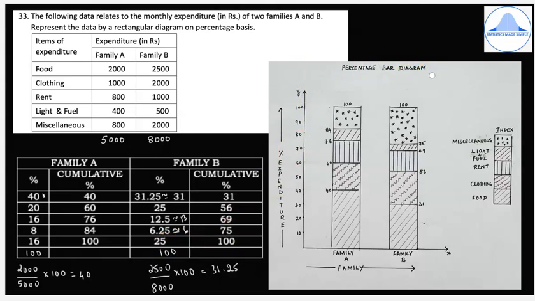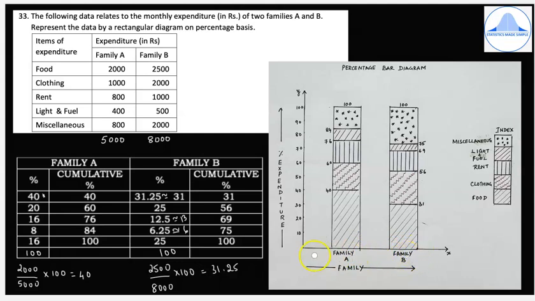Remember that the percentage bar diagram should be drawn in a plain sheet of paper and not in the graph sheet. So on a plain sheet of paper, on the x-axis, I have left 2 centimeters. I'm taking the families on the x-axis. I've left about 2 centimeters in the beginning, and then I have taken 2 centimeters for family A, that is the base of the rectangle, and then again I have left 2 centimeters and taken 2 centimeters as the base of the rectangle for family B.